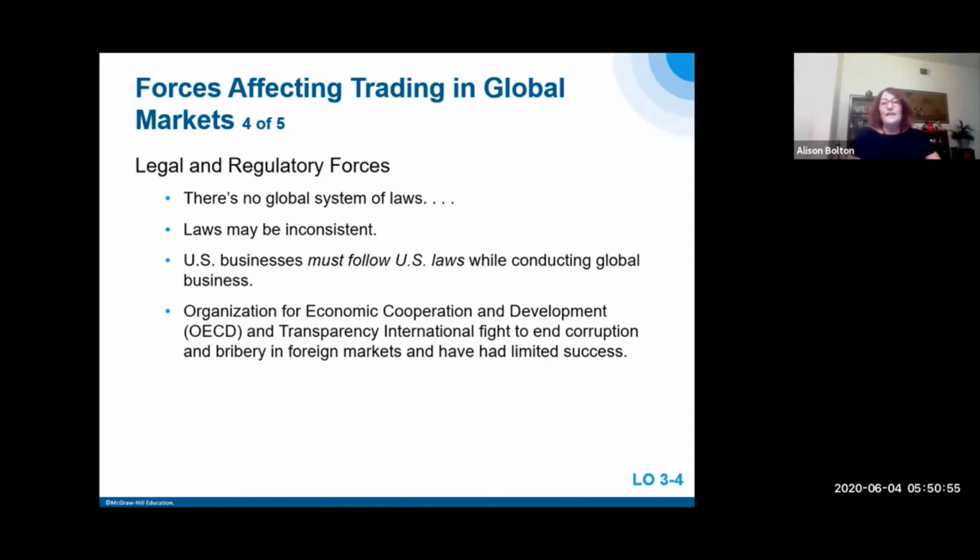The Organization for Economic Cooperation and Development, the OECD, and Transparency International fight to end corruption and bribery in foreign markets. And they have had not as much success, but you know, we need to pay attention to this. If we are allowing unethical and illegal behavior, then we get caught up in it. And it's something you don't want to have happen because it can stop you from being able to do business with another country and maybe many others because the word gets around.